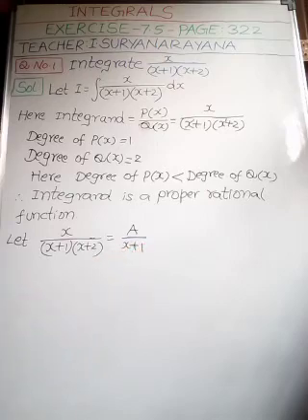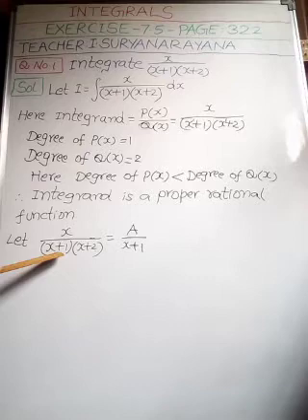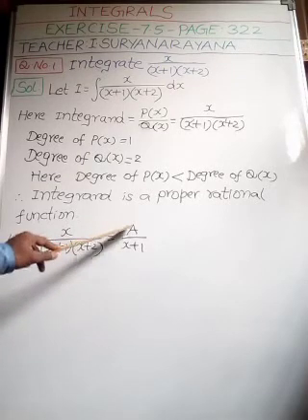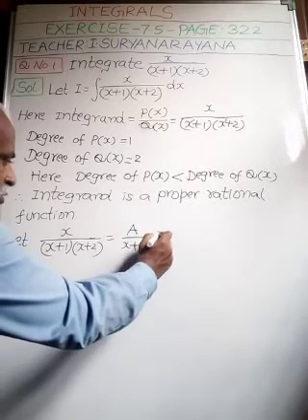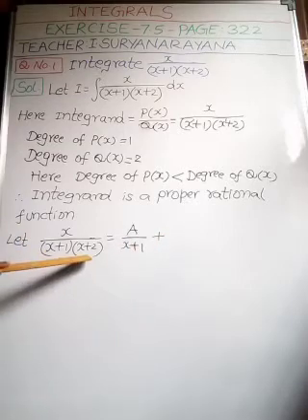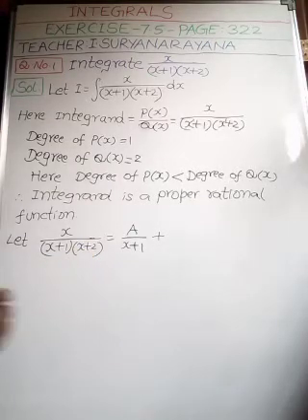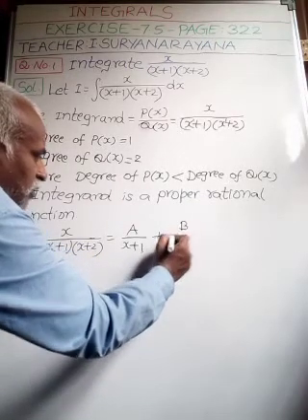Let us take this first non-repeated linear factor. Corresponding to this non-repeated linear factor, we write a partial fraction: capital A by (x plus 1). Understood this term, my children? Right. Plus another non-repeated linear factor is there, that is x plus 2. Corresponding to this non-repeated linear factor, we write another partial fraction.